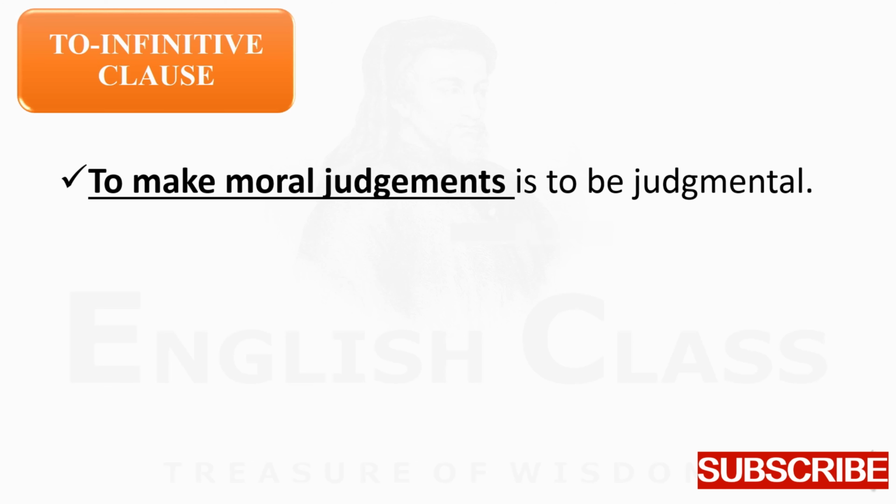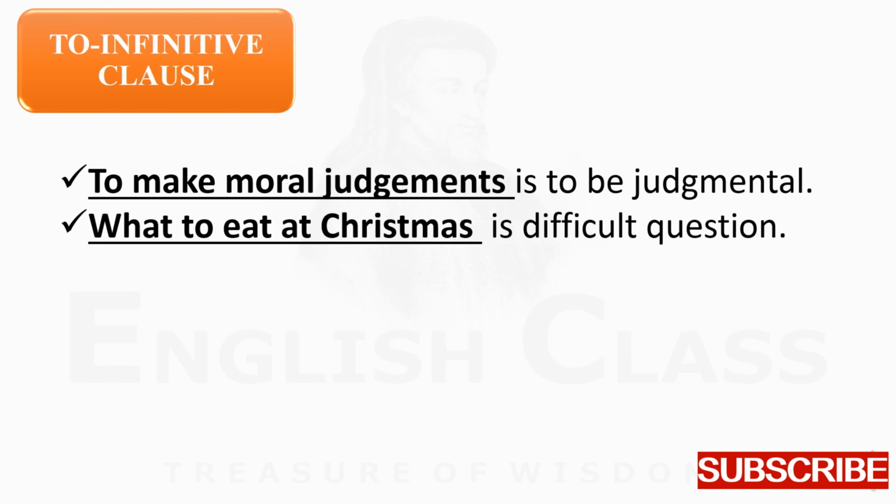To make moral judgments is to be judgmental. Here the underlined clause is a to-infinitive clause. It starts with to-infinitive, to make, and this one is a to-infinitive clause. As you can check here, this clause is working as a subject in the sentence. So to-infinitive clauses can be used as a subject in the sentence. Next one, what to eat at Christmas is a difficult question, and what to eat at Christmas is also the subject here, this to-infinitive clause. It means to-infinitive clauses can be started with WH words as well.